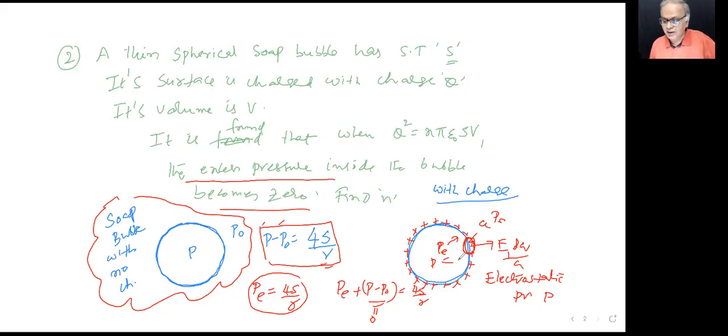So I can make one more problem out of this. The first question could have been only: find the pressure due to the charges on this. That could be a question. Now I'll go back to this. Look, it's a nice way of doing things.